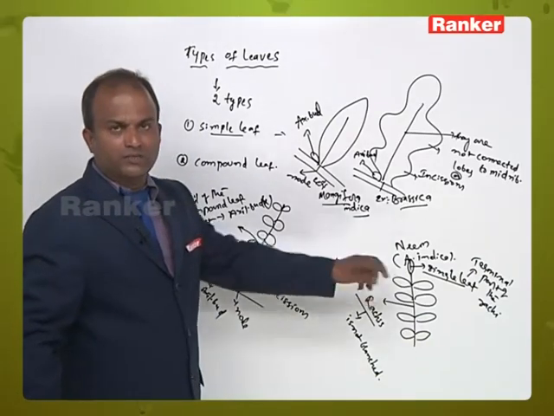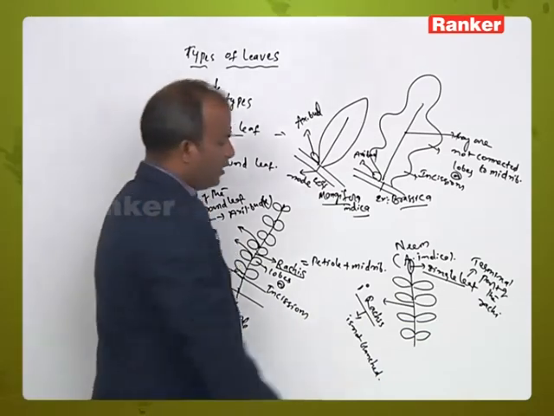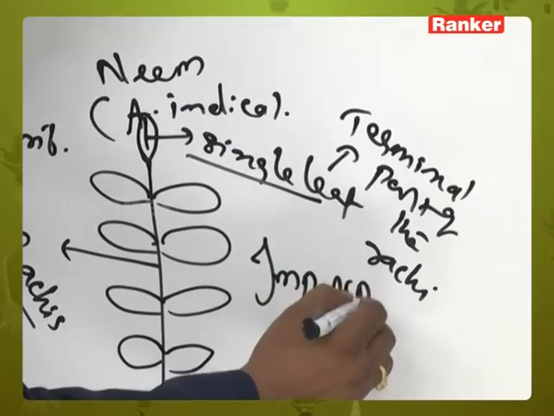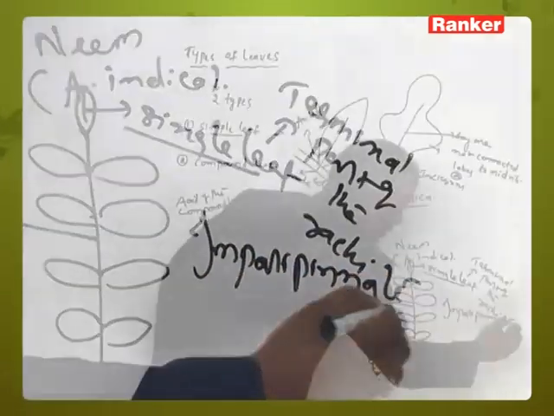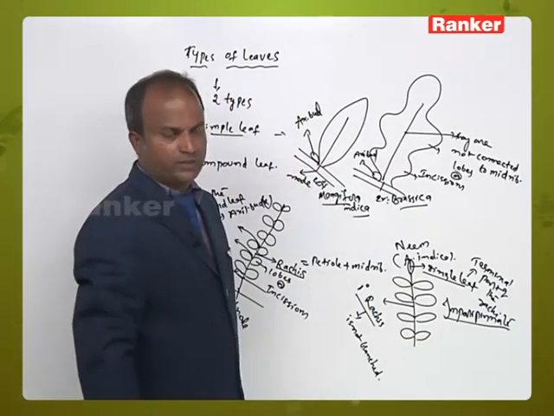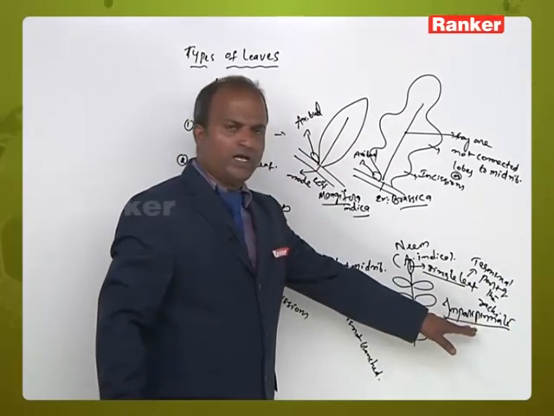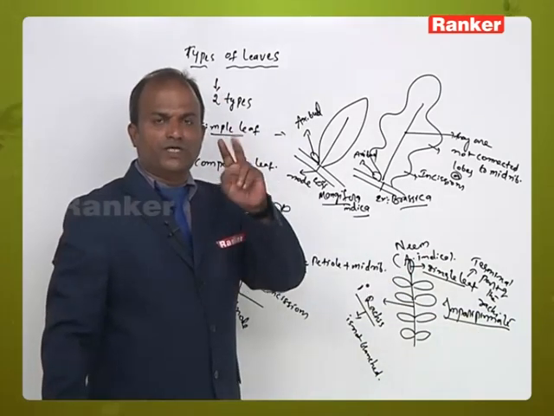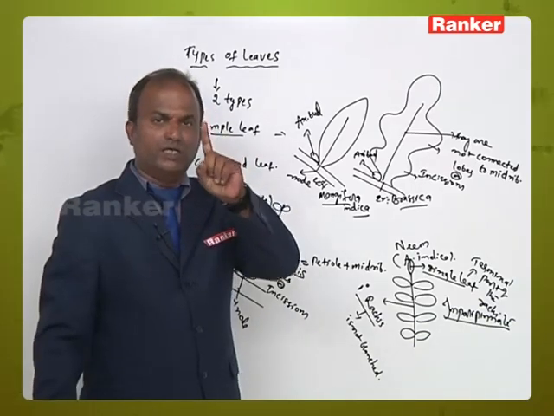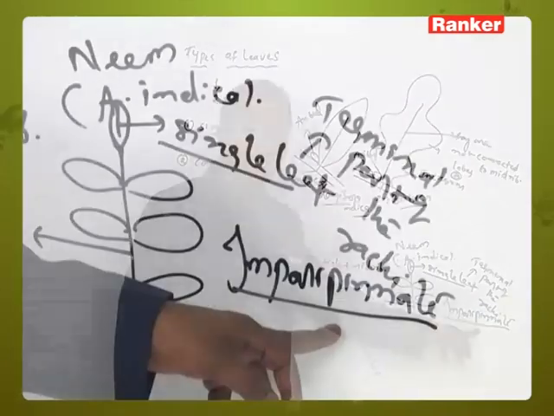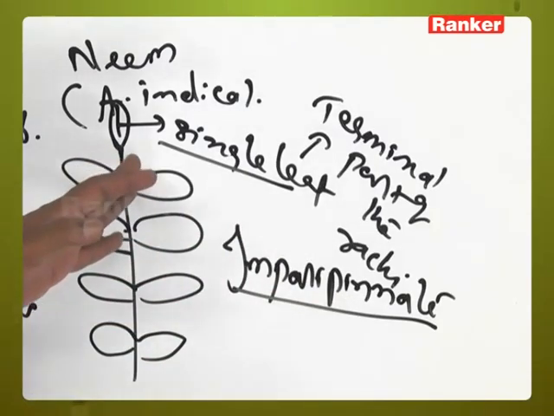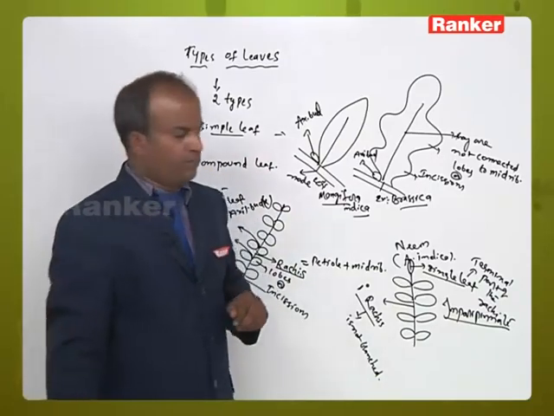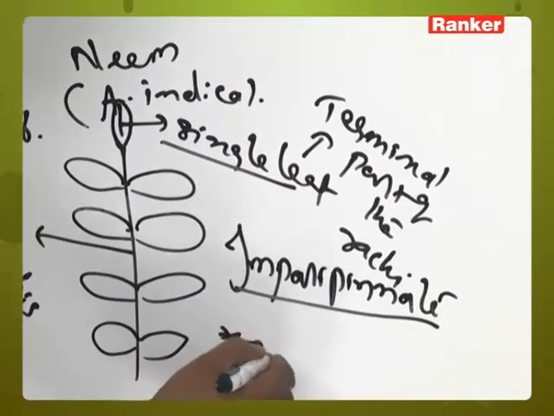Can we call this arrangement of leaflets imparipinnate or paripinnate? It shows an imparipinnate arrangement of leaflets. That means imparipinnate arrangement of leaflets means the terminal part of the rachis ends with a single leaflet, not two leaflets. Then it is called an imparipinnate arrangement. Can you tell me whether the number of leaflets is even or odd? Here the number goes to odd.